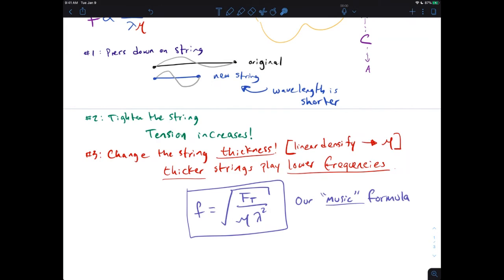So when I go to number 2 on my homework, you guys are trying to identify what are the different parts of the music formula. So what I want you guys to do is refer to this formula right here. And for this one, remember, I have tension, linear density, wavelength, frequency. That's it. Those are the only 4 parts.